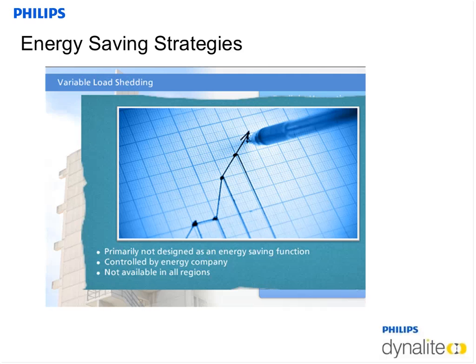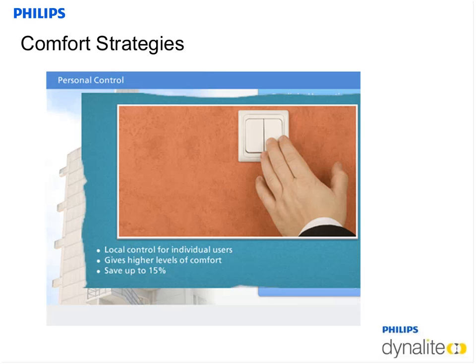Another strategy we might like to think about is a comfort strategy, and that simply means the comfort for the occupants, giving control. It gives you more comfort, but it can also save energy, because if you don't apply anything automatic like a photocell or movement detector, it's down to individuals to switch the lights off. So if you're conscious about your energy, you'll switch the lights off when you leave. There are energy savings to be made.